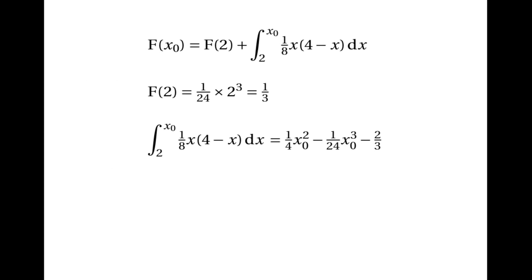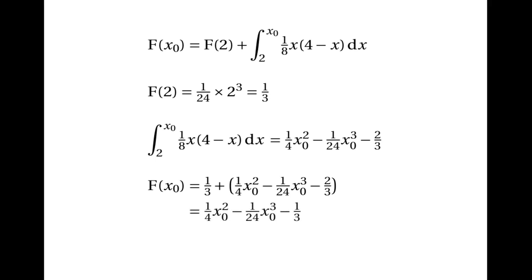Okay, now we've worked out both parts, we can add them together and find out that f of x0 is a third plus a quarter of x0 squared minus 1 over 24 times x0 cubed minus 2/3. That's equal to a quarter of x0 squared minus 1 over 24 times x0 cubed minus a third, which can be written more neatly as 1 over 24 times, in brackets, 6x0 squared minus x0 cubed minus 8.